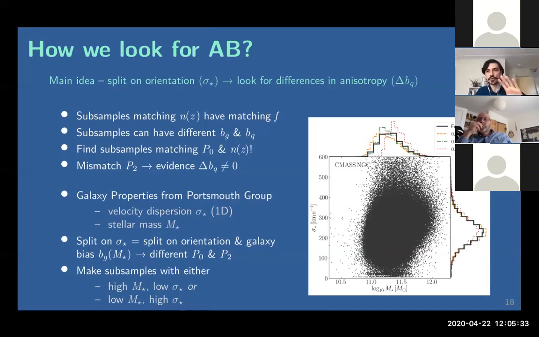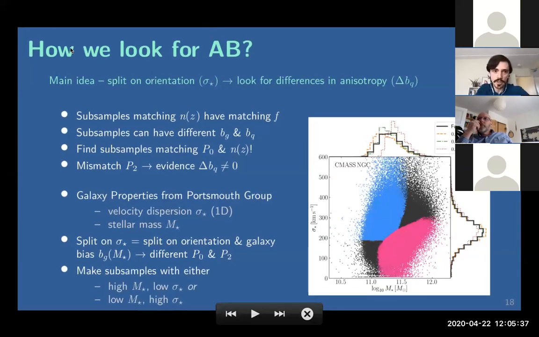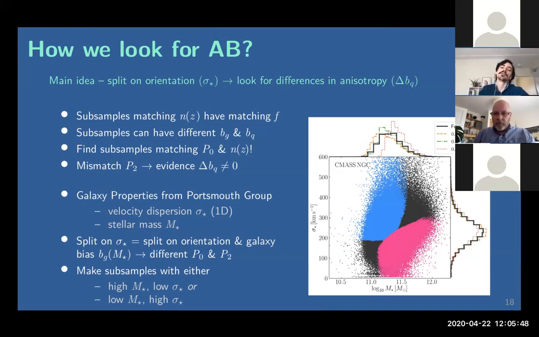So let me just show you really quickly how these subsamples look. They're shown now here. So the blue ones are the high velocity dispersion, low stellar mass ones, and the red and the pinkish ones are the other ones. Note that they overlap here, but that's just because of the redshift evolution. So they don't overlap in each of the redshift bins.